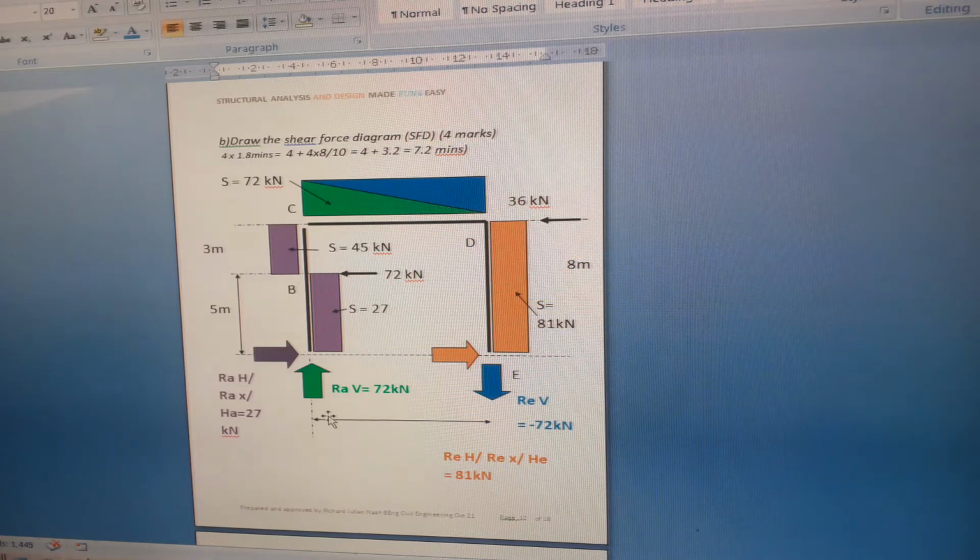So when you do the shear force diagram, all you've got to do is start at A. We got the horizontal reaction, 27 to the right. Then we go up to where the point load is, that's 72 kilonewtons back. So that means from B to C, there's a shear force of 72 minus 27 is 45. So you'll see in the next part that 45 then becomes an actual force in CD.